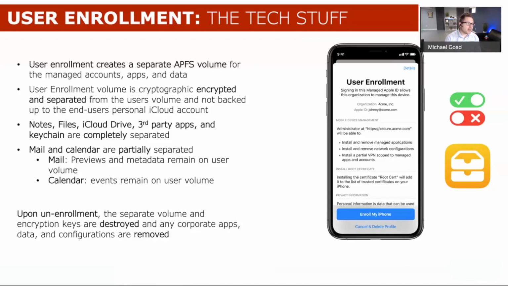Native apps like Notes, Files, iCloud Drive, and some third-party apps are completely separated. There are some instances where native apps like Mail and Calendar are partially separated. Mail shares both the encrypted and the personal volume, and what's in there is previews and some metadata. Calendar events are made on the user volume. So there are some instances of partial sharing, but when we are doing user enrollment, there are two encrypted volumes, and in 90% of the cases, corporate application data is not touching the personal.